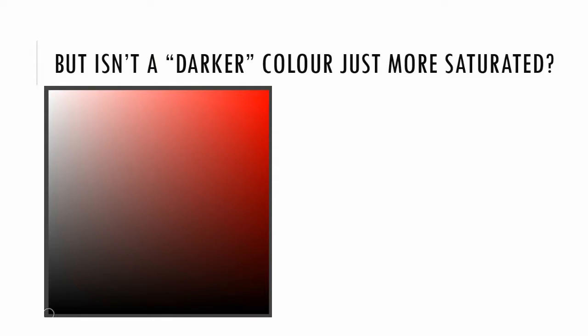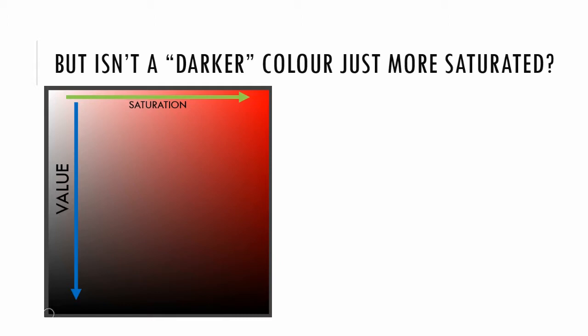So the number one confusion about value is, isn't a darker color just a more saturated version of a color? And that is not true. So here you can see a regular spectrum that you can find on many drawing softwares, Photoshop, whatever. And here you can clearly tell that on the left it is basically just a grayscale, and the top right corner is the brightest red.